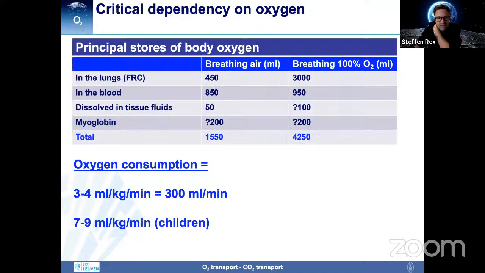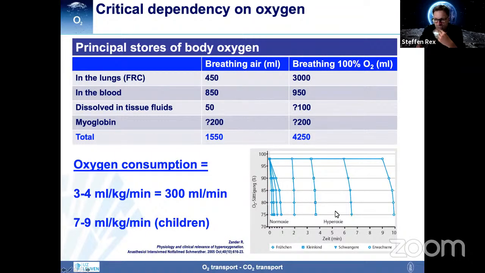On the other hand, our body does not have any relevant stores for oxygen. Even if we have pre-oxygenated our patient with pure oxygen, we have a maximum oxygen store of around 4 liters. That means that a human being can survive without any measure only around 10 minutes, but only under the prerequisite that he has been pre-oxygenated before apnea had occurred.